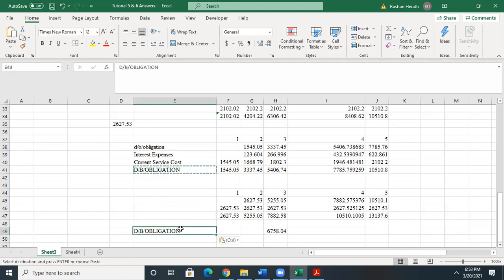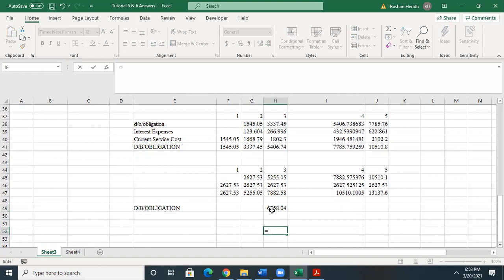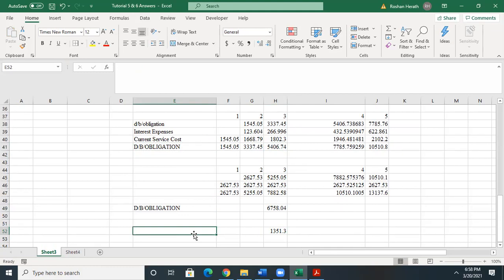According to this new plan, the value of our defined benefit obligation at the end of the third year has to be 6,758.04. But according to our present plan, we have 5,406.74. So you can see that there's a difference. That difference considers the whole period, but you have identified it in the current year. Therefore, you can take this 1,351.3 as an adjustment, and accordingly it's going to be your past service cost. So, past service costing.